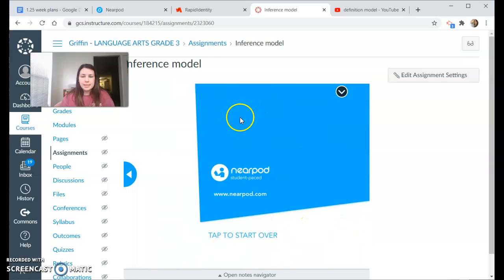And now that I see this slide, I know that I'm done. If I didn't get 100 on the quiz questions, I would go back. I can't wait to see your great work using your background information and the text and the clues to inference and figure out the definition of the words.